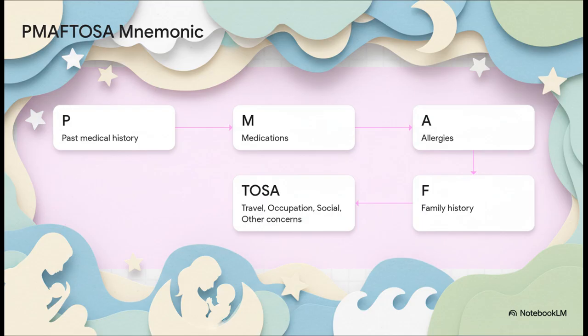All right, next up, let's quickly run through the rest of the history using a handy mnemonic, PMF-TOSA. Past medical history, medications, allergies, and so on. It's just a really efficient way to make sure you've covered all your bases, like asking about any previous breast problems or a family history of breast cancer.